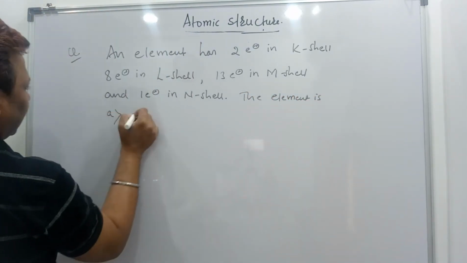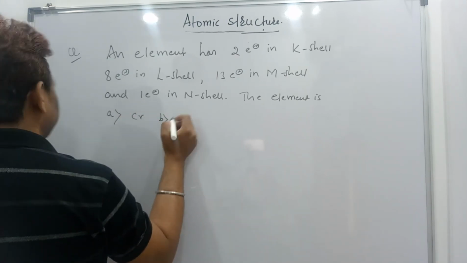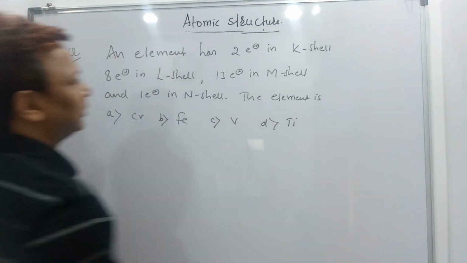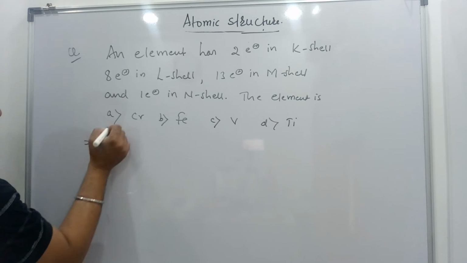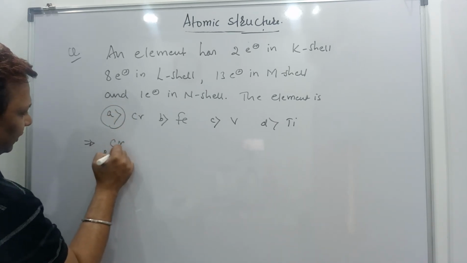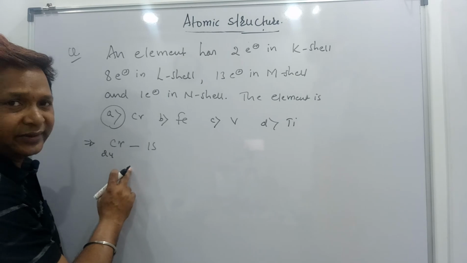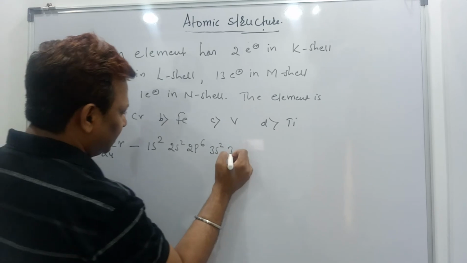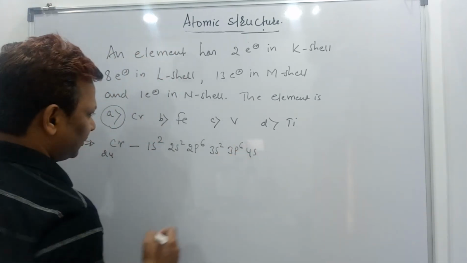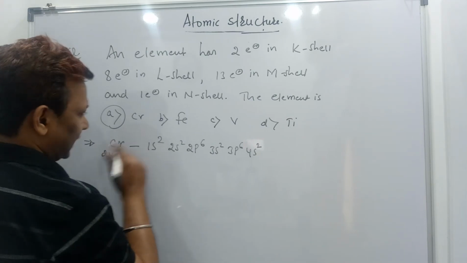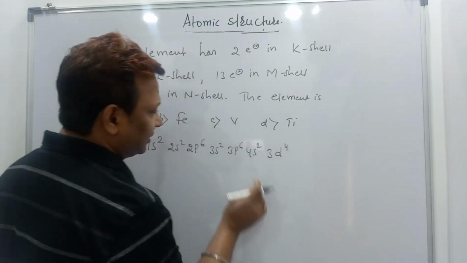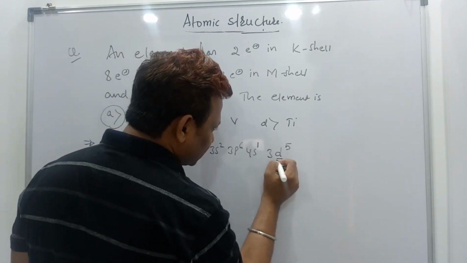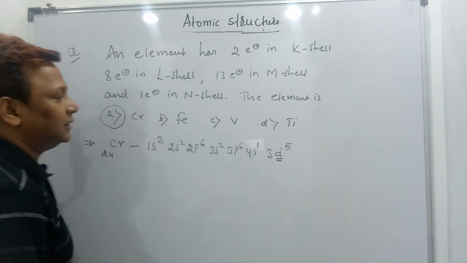But what you people require is to know how to write the general configuration. The options are chromium, iron, vanadium, and titanium. These are the 4 elements. So check with the first one. Chromium, atomic number 24. But you know it has an anomalous configuration. 1s2, 2s2, 2p6, 3s2, 3p6. Here 4s2 and 3d4 should be the configuration, but the anomalous one says it has 4s1 and 3d5, because a half-filled d orbital acquires more stability.